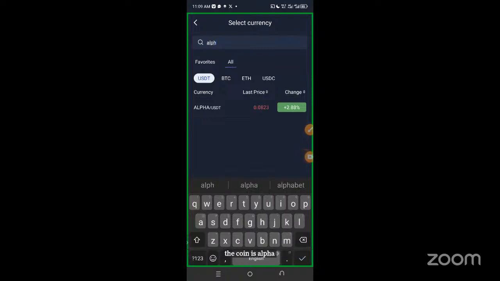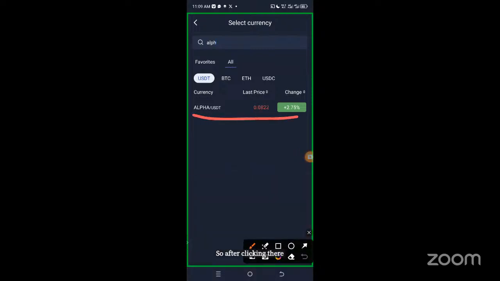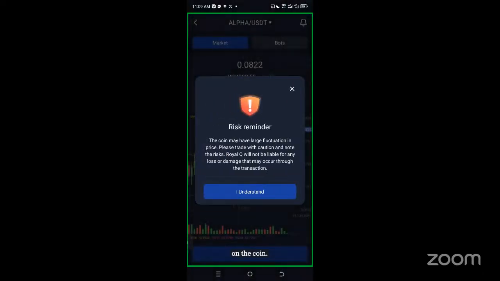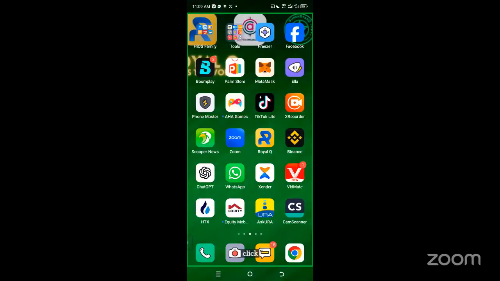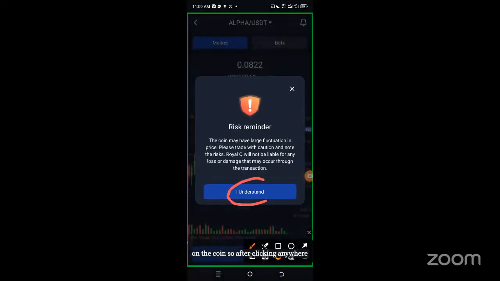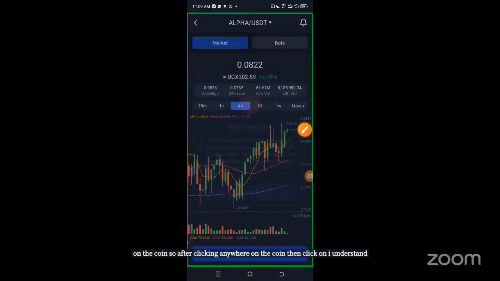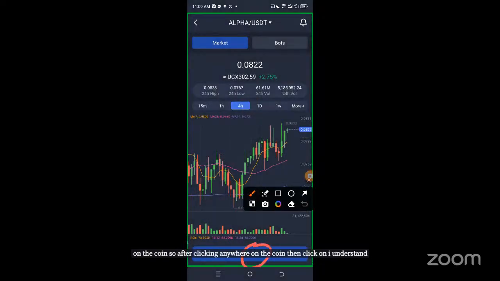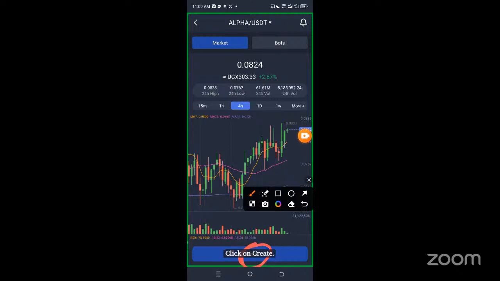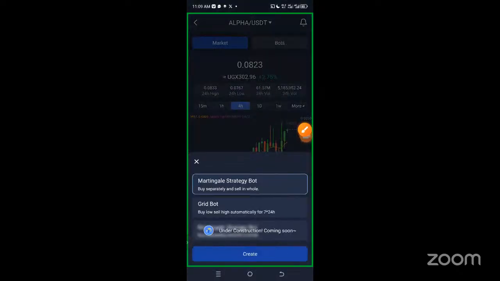So after clicking there, the robot is going to bring the coin. So click anywhere on the coin. After clicking anywhere on the coin, then click on I understand. Come and you click on create. Click on create. Then again, come and you click on create.